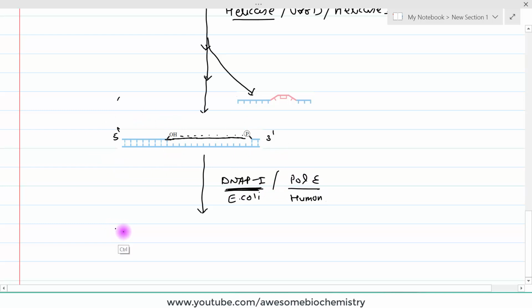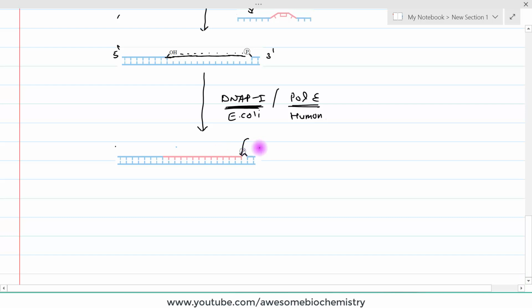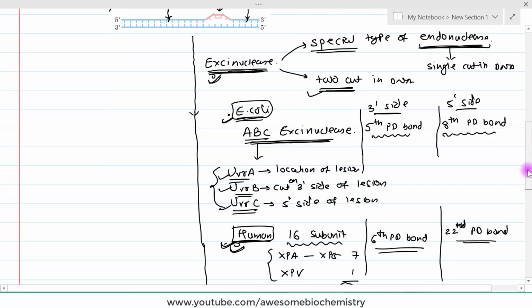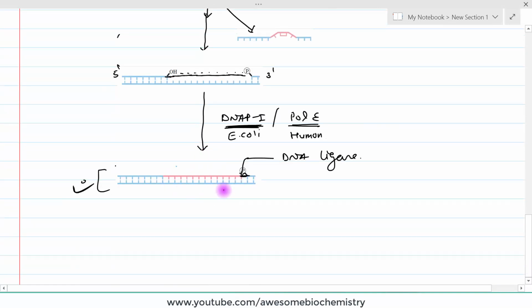So let's paste the diagram over here. So as you can see, DNA polymerase 1 in the case of E. coli and polymerase epsilon in the case of human has done its work, and so now the last nick is remaining over here, and that needs to get ligated, and that ligation is carried out by DNA ligase. And so this will be in continuation, and this is now our repaired DNA. As you can see, this damage is repaired in this entire process. So now the DNA gets repaired.